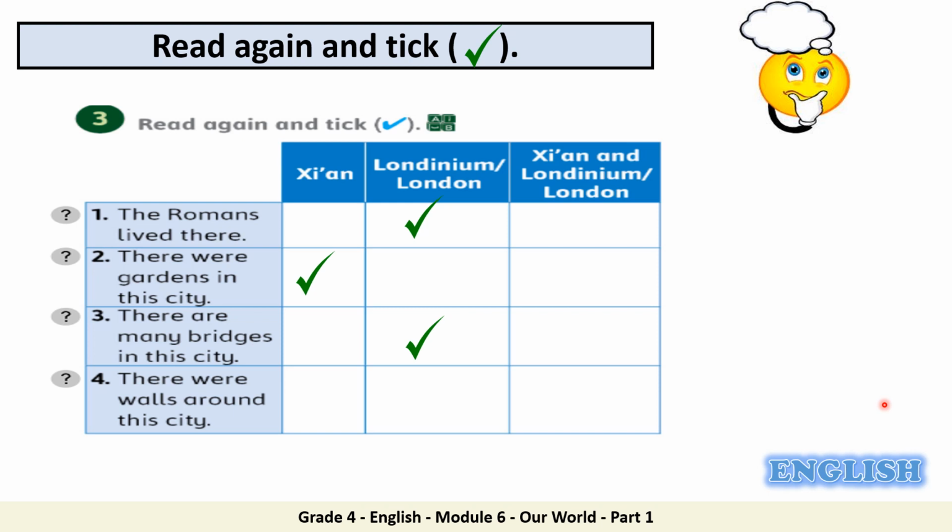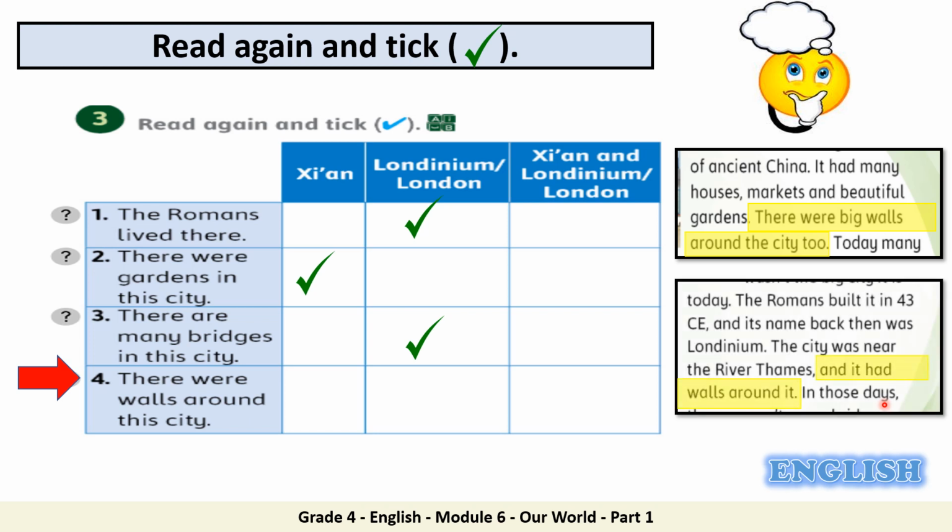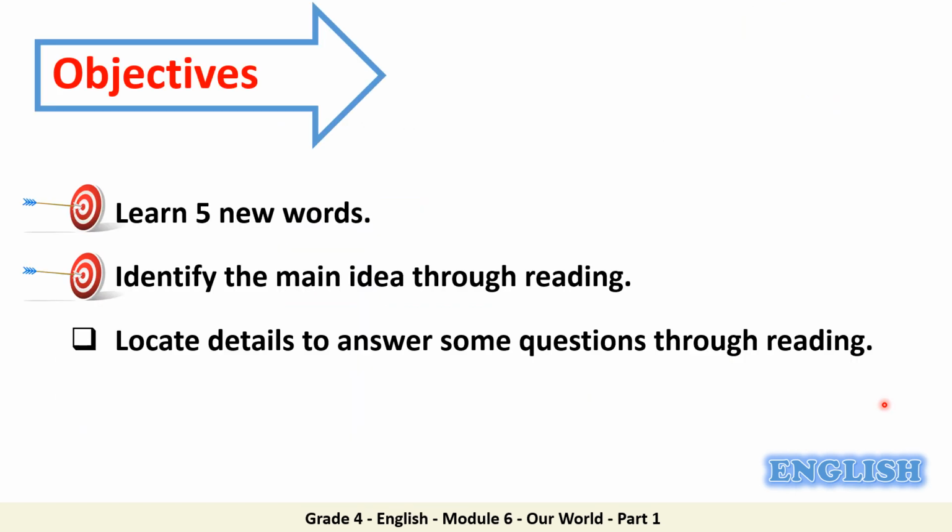It's time to move to number 4. Let's read it together. There were walls around this city. Check your text. And let's check the other text too. Well done. We have walls around the city in both Xi'an and Londanium, so it's option number 3. Well done. You have completed all the objectives for this class.